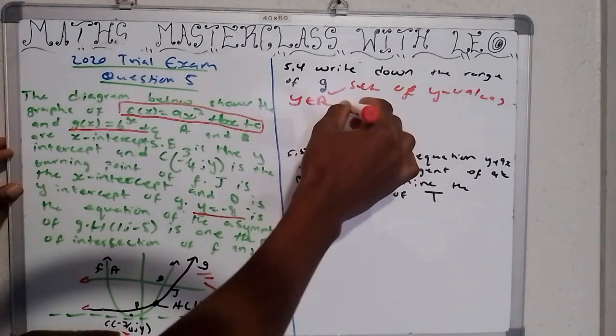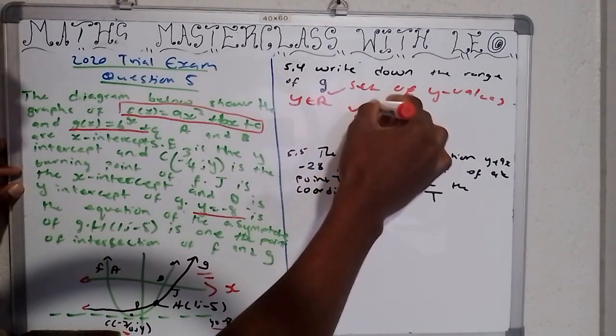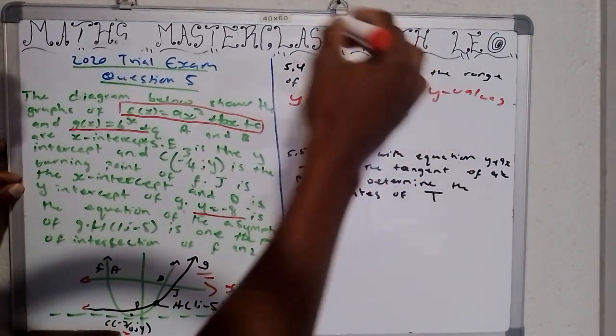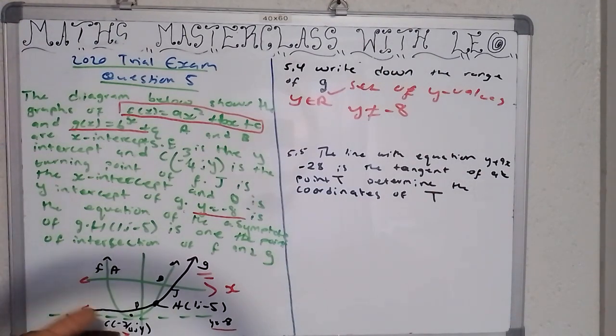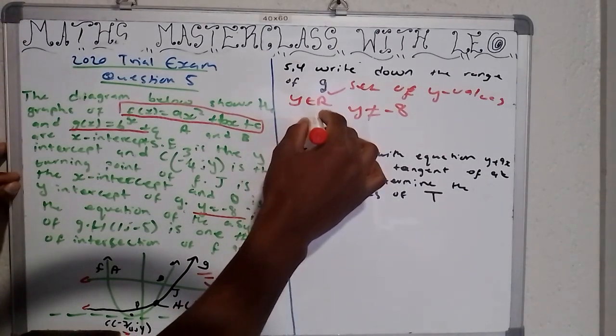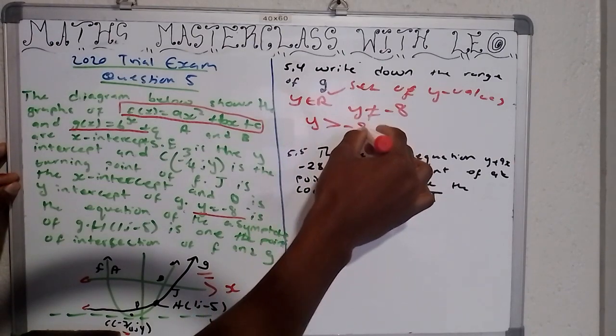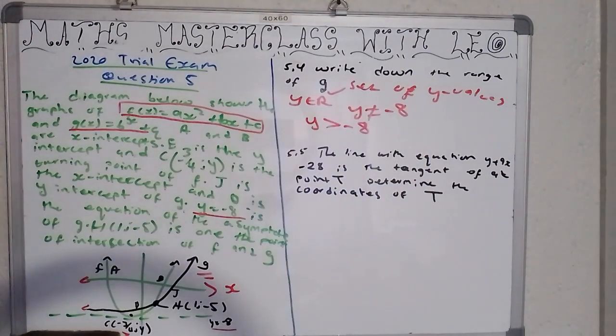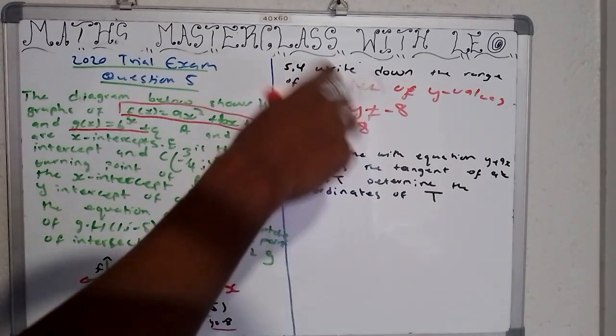My graph, y cannot touch -8. My graph will never touch -8 because -8 is my asymptote. Or I can just say y is greater than -8. That is my graph. That is my range.